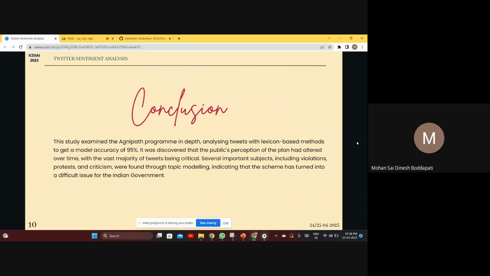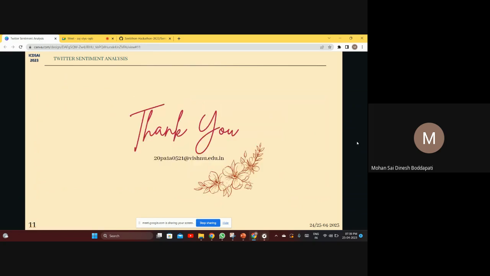So these results of the study have valuable insights for the public sentiment and perception of the Agnipath scheme, and could help policy makers address the concerns raised by the public. It can also be helpful for the government of India to know the trends of the Agnipath scheme and how it is impacting the people. So thank you, sir.